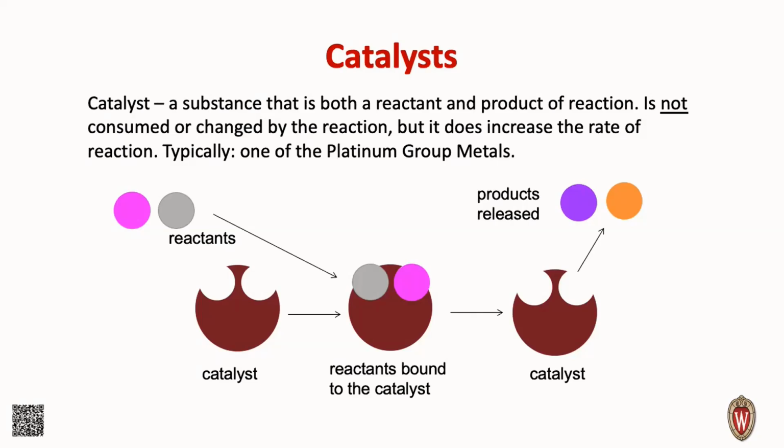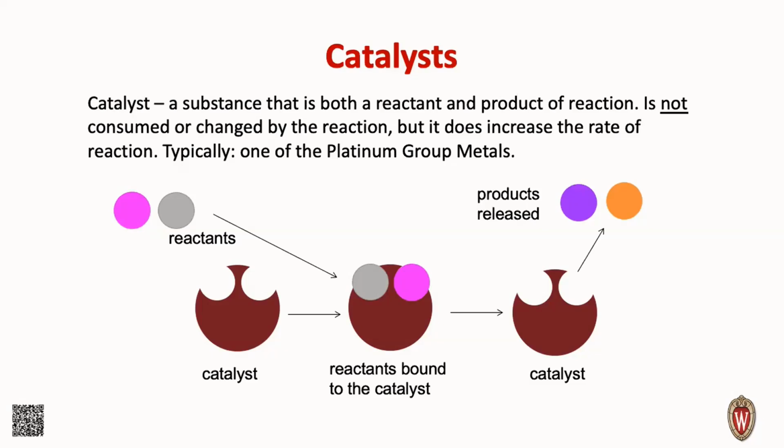But what it does do is it increases the rate of reaction. So notice I have two reactants coming in. I have a pink and a gray dot here. They bind into the catalyst surface, which gets them close enough. The catalyst gives them a little boost. It's like a chemical matchmaker. And then notice they become different products in the purple and orange products released here.